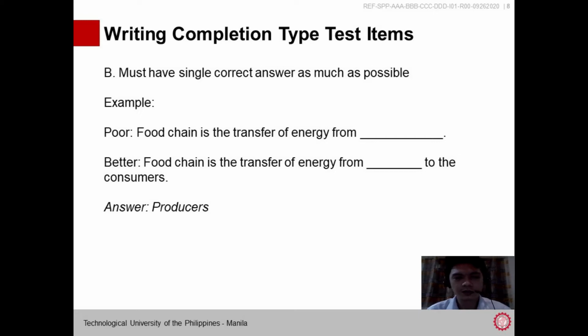Ito ang better version ng completion test item na iyon. Food chain is the transfer of energy from blank to the consumers. So dito, kitang-kita natin na isa lang yung correct answer talaga na pwedeng ilagay dito sa statement na to kasi malinaw naman na isa lang talaga yung pinapasagutan dito sa test na to. At sa particular question na to, ang sagot ay producers.